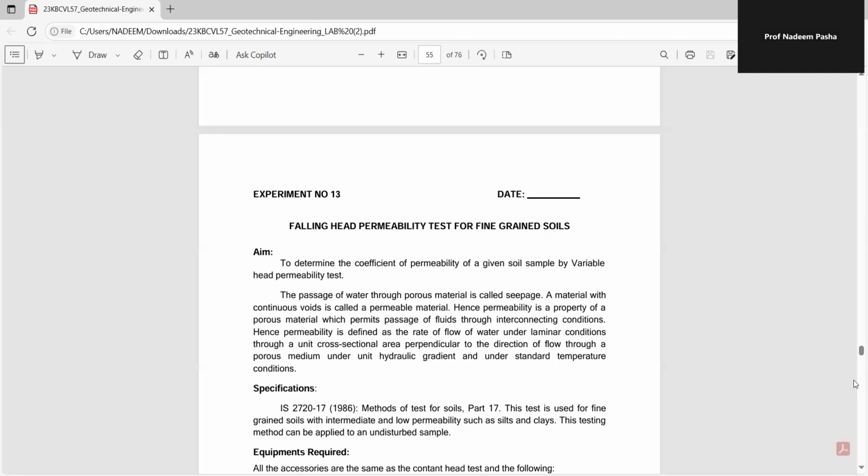Hence, how are we defining permeability? It is defined as the rate of flow of water under laminar condition through a unit cross-sectional area perpendicular to the direction of flow through a porous medium. See it carefully. Permeability is defined as the rate of flow of water under laminar condition through a unit cross-sectional area perpendicular to the direction of flow through a porous medium, under unit hydraulic gradient and under saturated and standard temperature conditions. That also is very important.